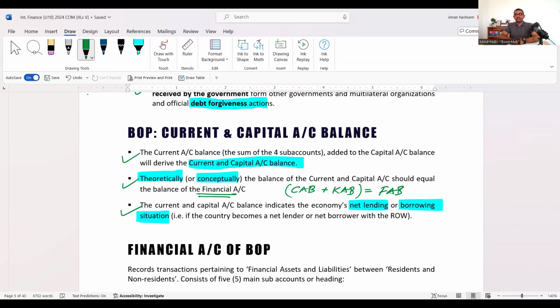Are we clear? The link between current capital account balances and how it connects with the financial account. Is there any question? Basic theoretical knowledge, that's all. You're not going to be tested in depth in international finance.